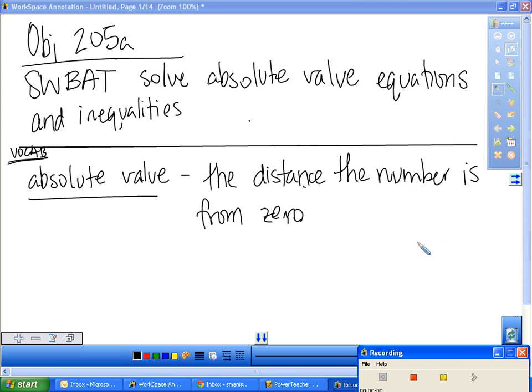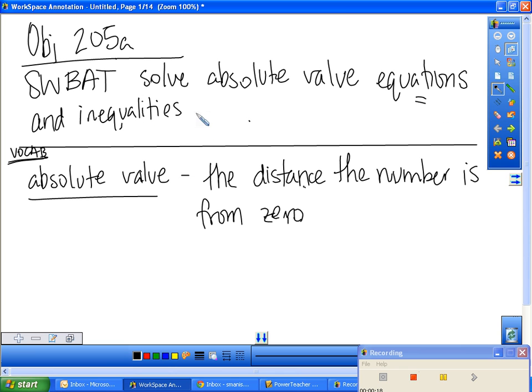Today's objective, we're going to be solving absolute value equations and inequalities. We're doing both in the same objective. The processes are very similar, but there are slight differences, so make sure you're paying attention to whether we're solving an equation with an equal sign or an inequality with a greater than or less than sign.